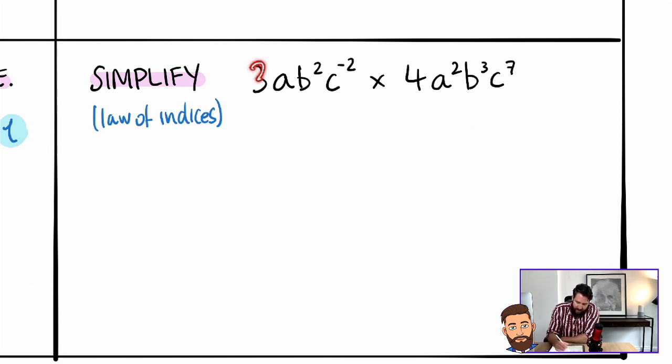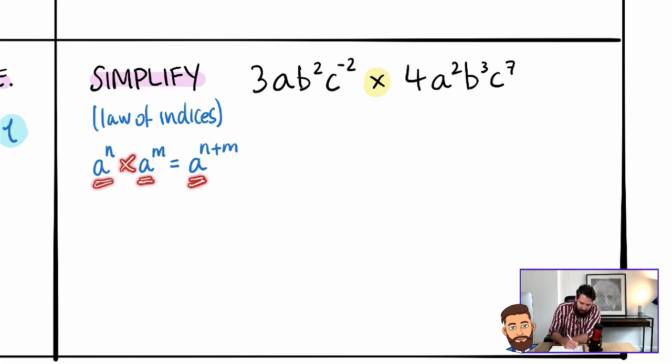We have got 3ab squared c to the minus 2 times by 4a squared b cubed c to the 7. Well, the key bit here is the times in the middle. When you times indices with the same base, you can simply add the powers. So to recall, a to the power n times by a to the power m equals a to the n plus m. They have the same base. You're timesing, so you add the powers together.